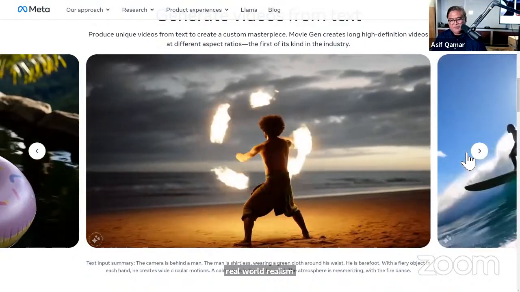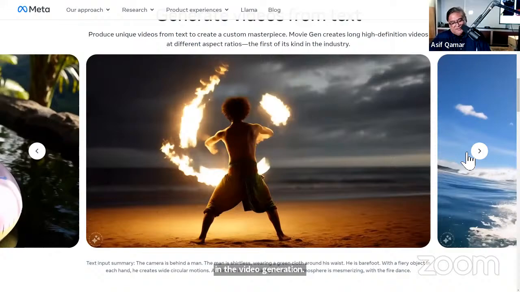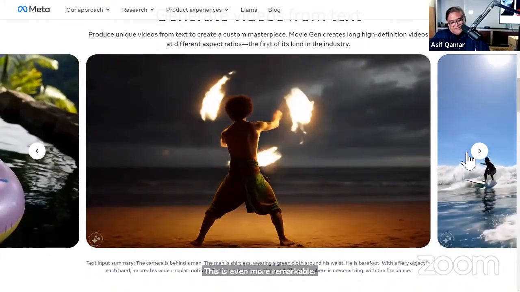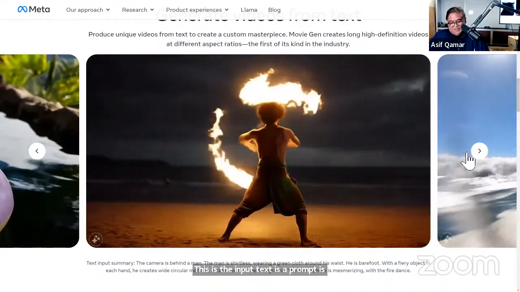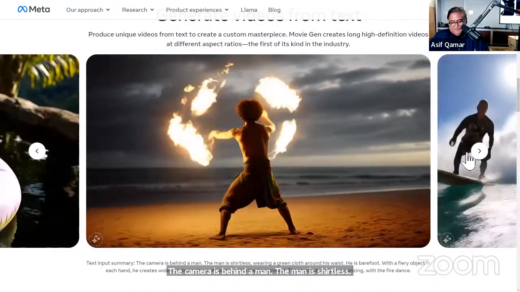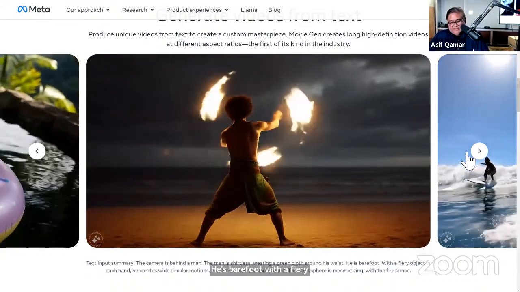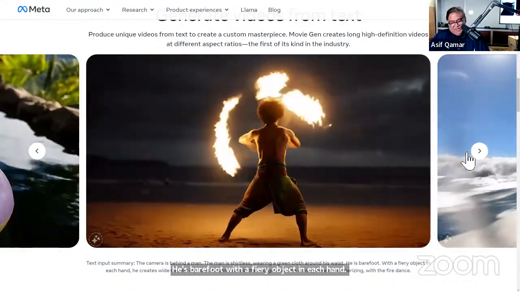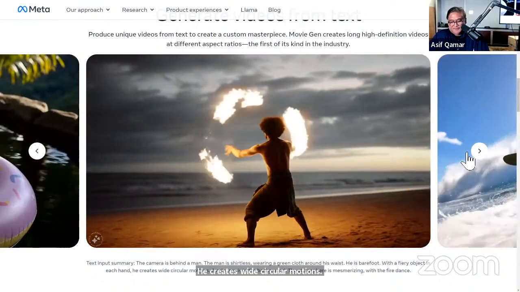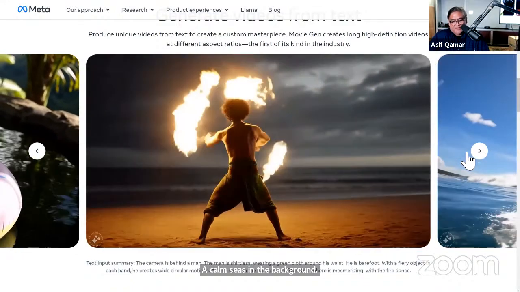This is even more remarkable. The input text prompt is: the camera is behind a man. The man is shirtless, wearing a green cloth around his waist. He is barefoot, with a fiery object in each hand. He creates wide circular motions. Calm seas in the background. The atmosphere is mesmerizing with the fire dance.